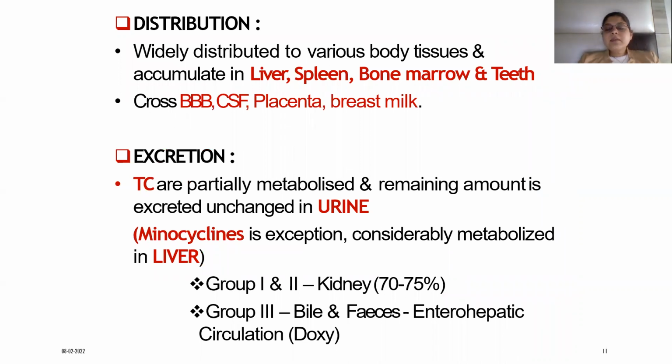Distribution: these are widely distributed to the body tissues, and they accumulate in the liver, spleen, bone marrow, and teeth. They cross the blood-brain barrier, CSF, placenta, and breast milk. Excretion: basically, these are excreted by the kidney in the urine, and minocycline is metabolized in the liver. Group 1 and group 2 are excreted in the kidney, and group 3 by bile and feces, that is enterohepatic circulation. So these are safe in renal failure. That is, doxycycline and minocycline are safe in renal failure because they are excreted in the bile.